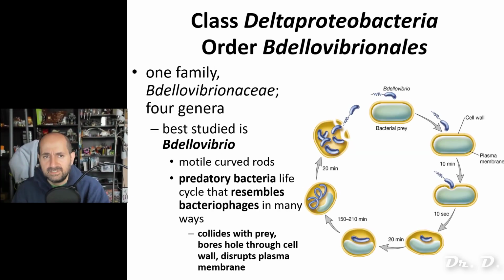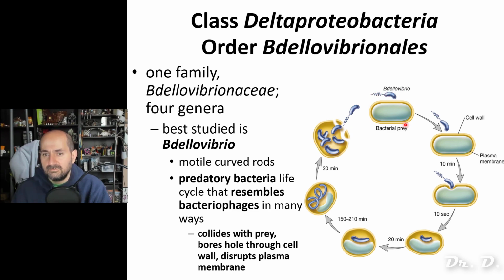Let's talk about another class, the Delta Proteobacteria. We're moving on. What's really interesting here is this order, the genus Bdellovibrio. What's cool about Bdellovibrio is that they behave similar to viruses. Let me explain. Bdellovibrio is a smaller sized bacterium, comma-shaped because it's a vibrio, and it's flagellated.